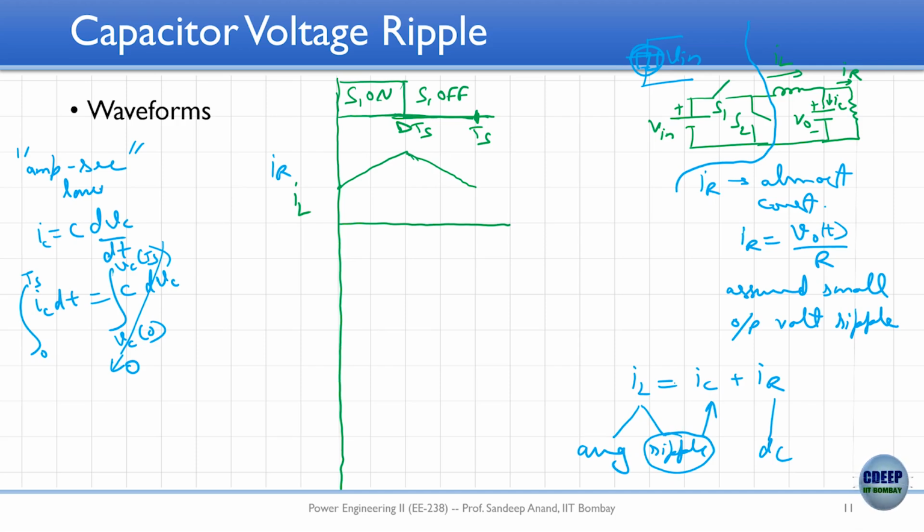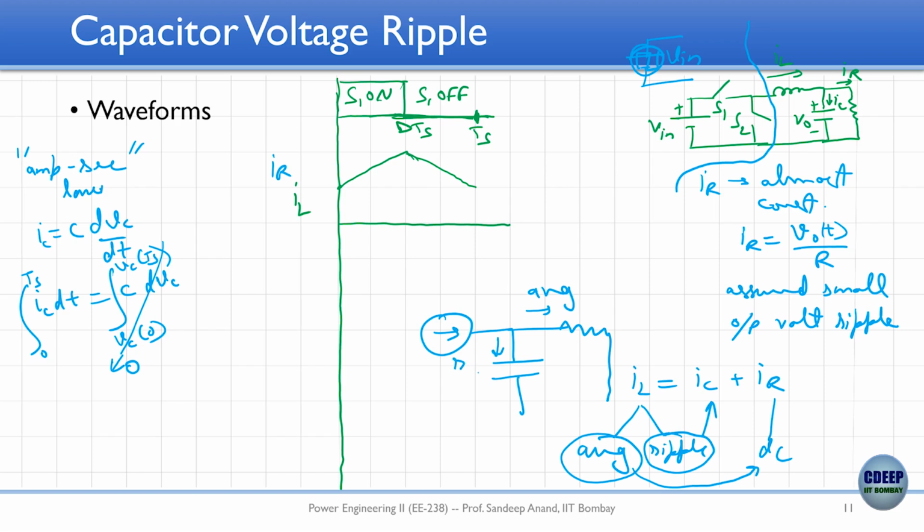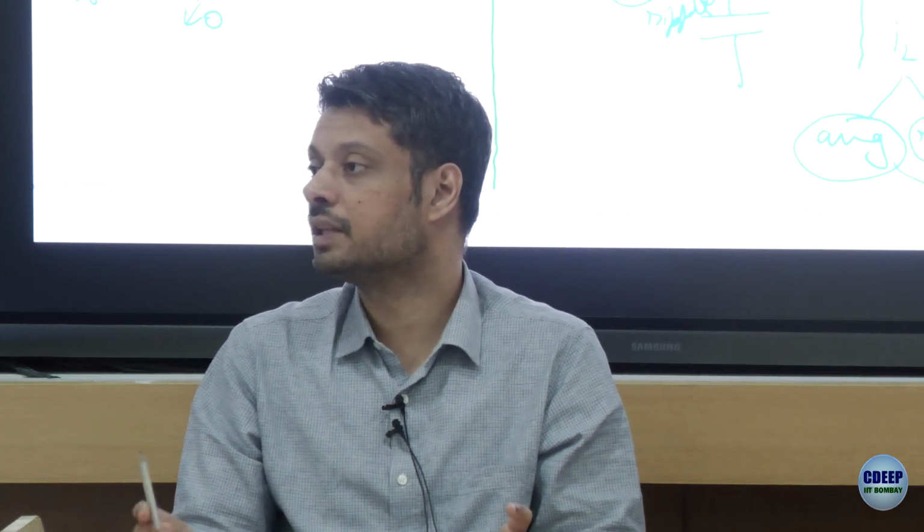And because the capacitor average current must be 0, none of the average current goes to the capacitor, all the average current goes to the resistance. So from the inductor, you have two components of current, one goes in the capacitor, the other goes in the output resistance. The average component goes to the resistance and all the ripple component goes to the capacitor. Is that okay? Any doubt? Do you want me to explain this once again?